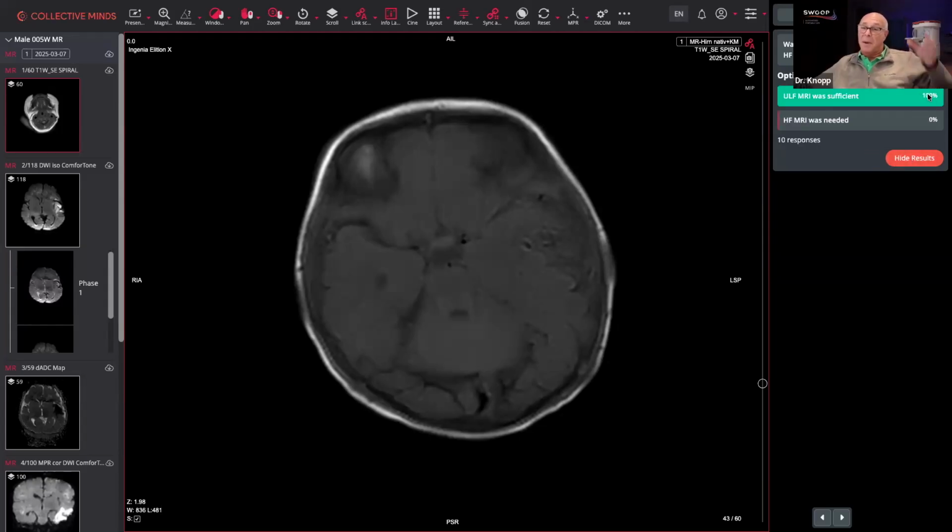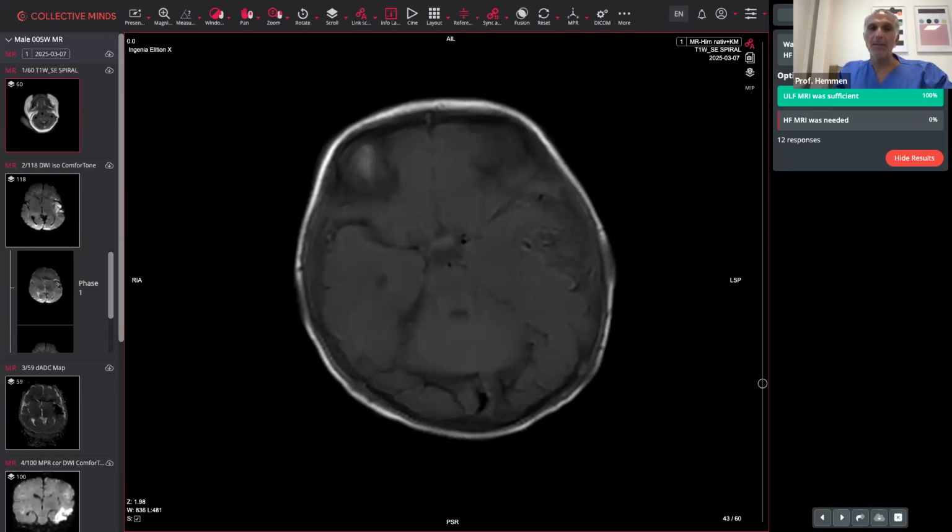And I think everyone is in agreement that the Hyperfine Swoop scan clearly answered the question, provided all the necessary clinical information for prognosticating and treating the child. Good. And there's one question I think in the Q&A section by Jamil, who asked if this is hemorrhagic trauma.